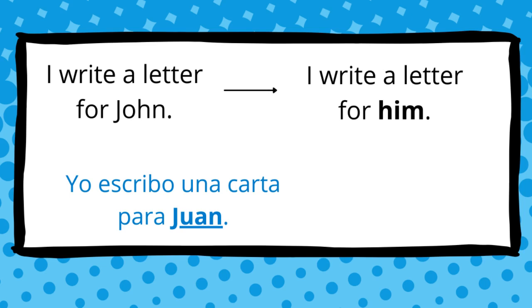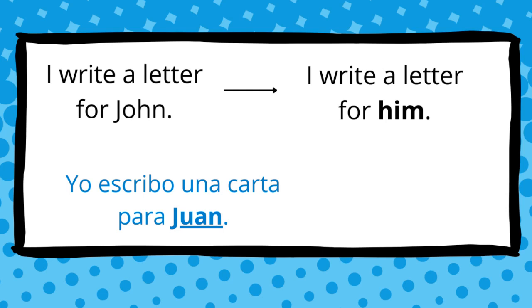All right, let's put it all together and practice the indirect object pronouns in Spanish. I write a letter for John. We already know that I is our subject and write is our verb. So now you have to ask yourself one question. Who? Who are we writing this letter to? You guessed it, we're writing this letter to John or for John. Let's go ahead and replace John with our IOP. I write a letter for him.